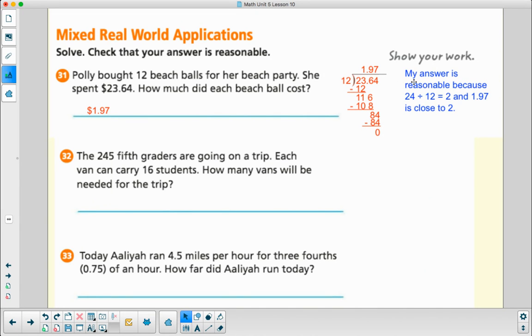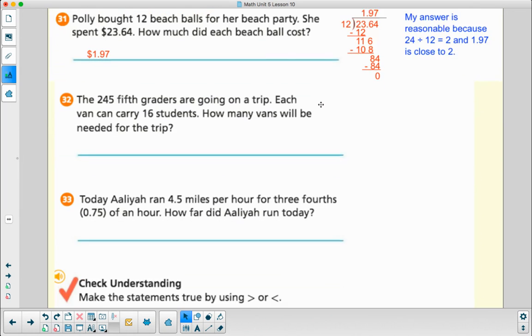To check if my division was reasonable, I thought, hey, 12 is easy to divide by. $23.64 is close to 24, which divided by 12 gives me 2. And 1 and 97/100 is close to 2.